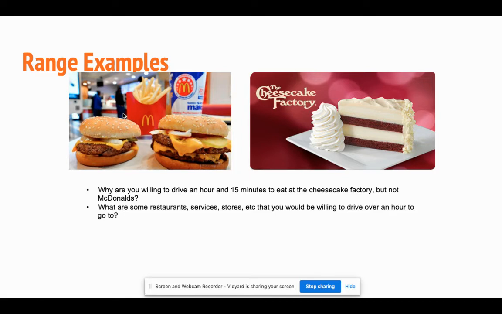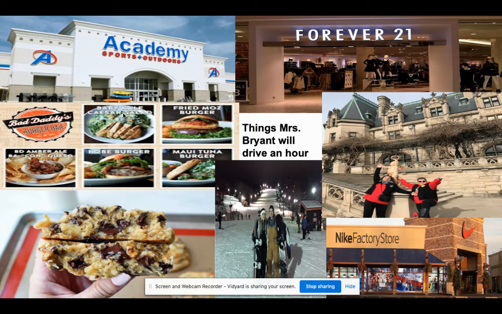Range helps to explain the maximum distance people are willing to travel for a good or a service. So if you think about what restaurants, services, and stores you would be willing to drive over an hour for, that helps to explain your range of service. Here's a couple of examples of things that I'm going to drive a little bit of time for.